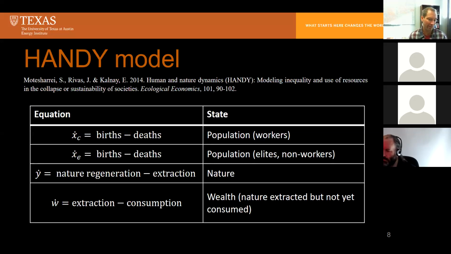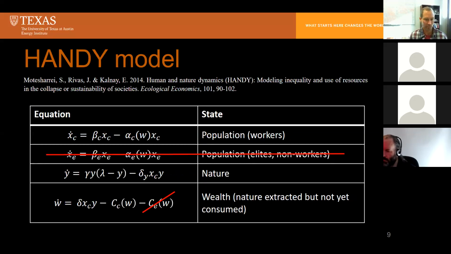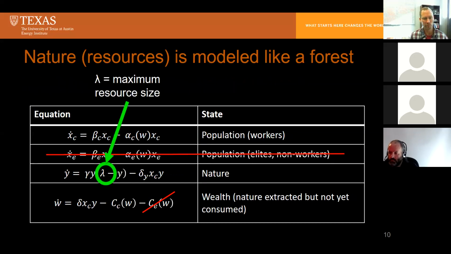Okay, so this is just generically in words what is going on. In equations, what is going on. So I get rid of the elites just to simplify the model, which means I get rid of the consumption of elites at the bottom right in the wealth model. And so I'm describing the HANDY model here and I modify it, but this gives you a feel for what's going on. So in the HANDY model, there's this parameter lambda.